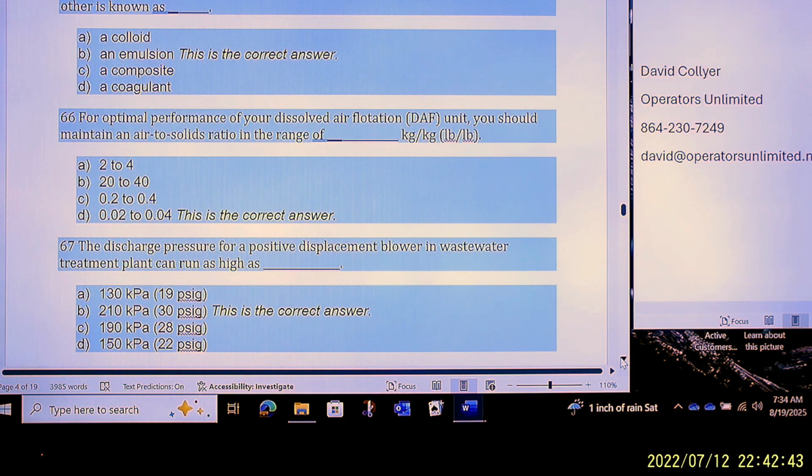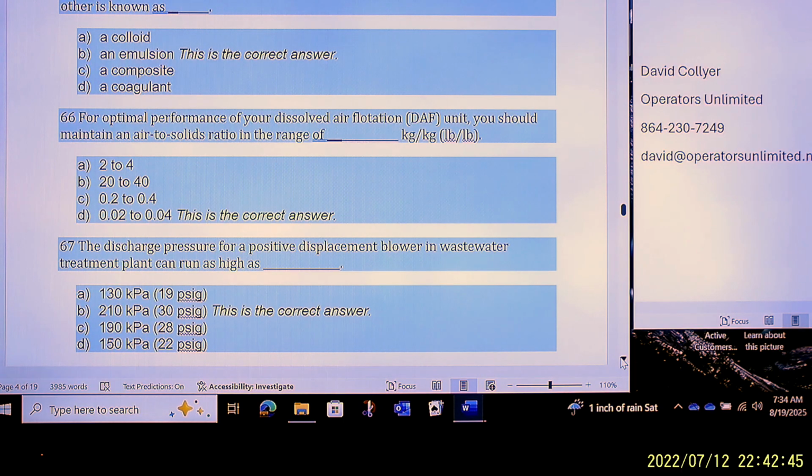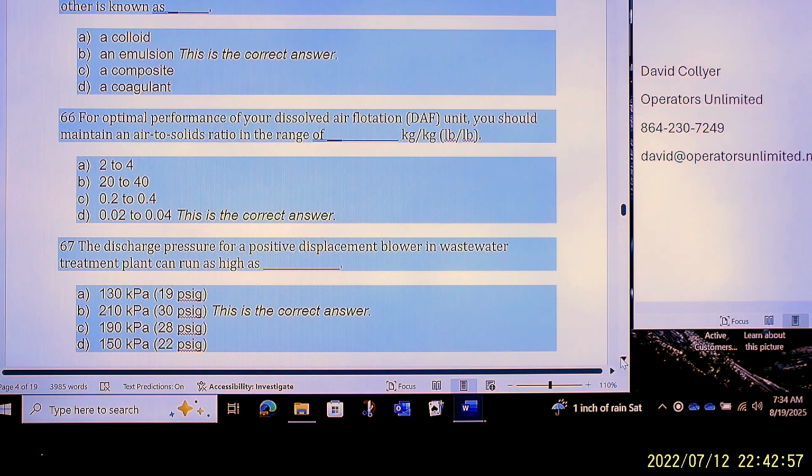65. A mixture of two or more liquids where one liquid is held in suspension of the other is known as A. A colloid, B. An emulsion, C. A composite, D. A coagulant. The answer to 65 is B. An emulsion.